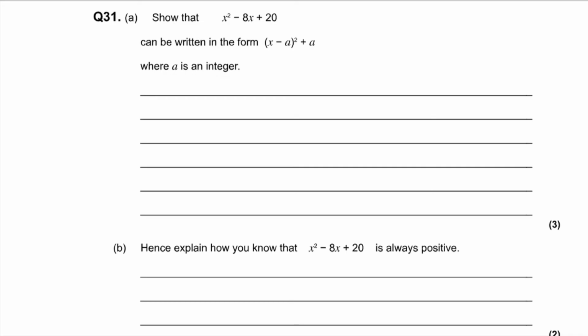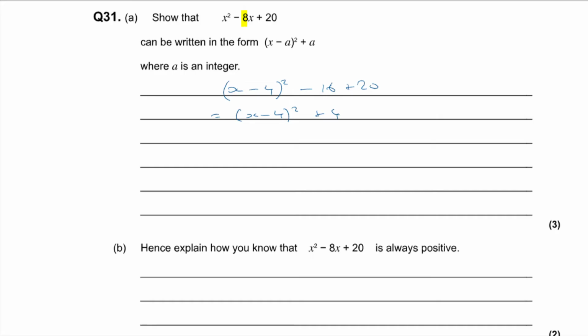Question 31a: show that x squared minus 8x plus 20 can be written in the form x minus a all squared plus a. Okay, interesting, double a. Right, so let's do that. Taking the coefficient of x and halving it, I'm going to get x minus 4 all squared, taking off the square of that number, minus 16, plus the 20 that was already there. That's going to give me x minus 4 all squared plus 4. So a and a, isn't it? So we did it. Hence explain how you know that x squared minus 8x plus 20 is always positive.